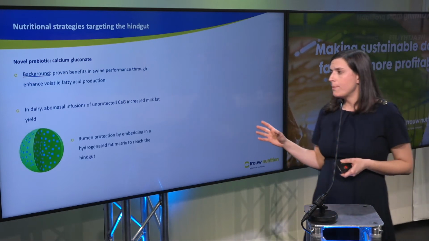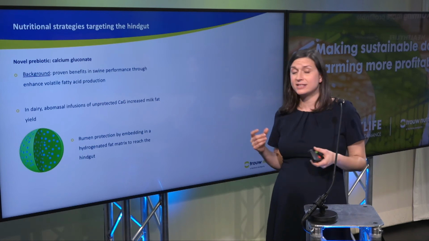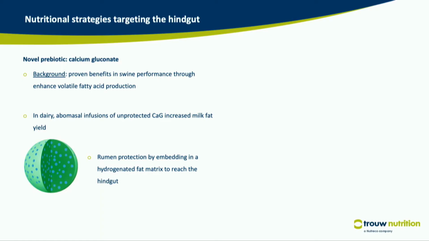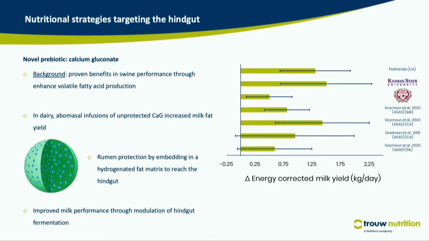From there, we developed a product that is rumen protected. This is thanks to a matrix of hydrogenated fat, and this allows the gluconate to reach the hindgut. And now we've done a number of studies, summarized in this graph, with this product, and it seems to have a positive effect on performance.